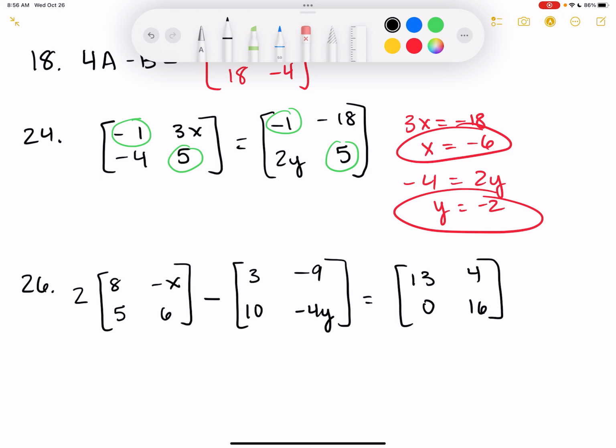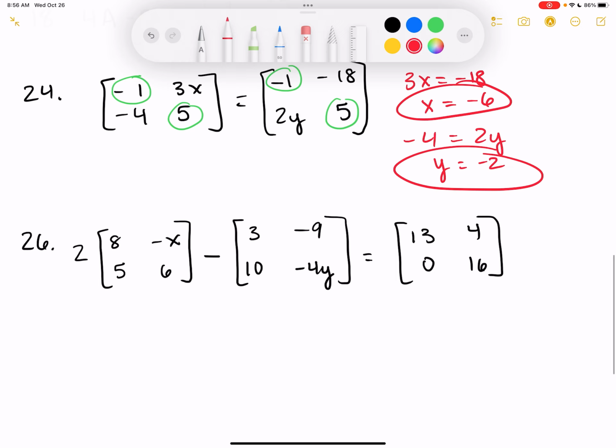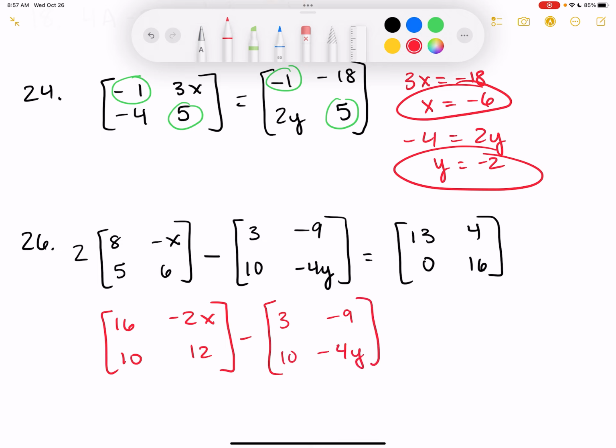So this one's going to require a couple more lines of work, because we've got scalar multiplication first that we've got to do, and then we'll have to do subtraction, and then we'll have to have them set equal to each other. So I'm going to multiply this 2 through all of them first. So I'm going to have 2 times 8, so 16, 2 times -x, so -2x, 2 times 5 is 10, 2 times 6 is 12. Then minus this other one, 3, -9, 10, -4y. And just copy down the other one on the other side.